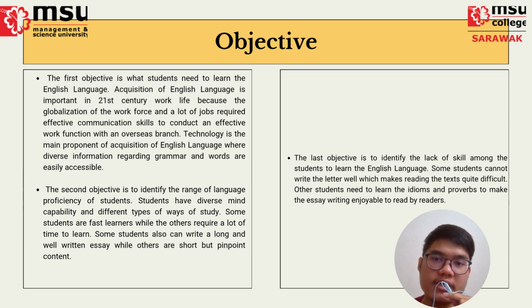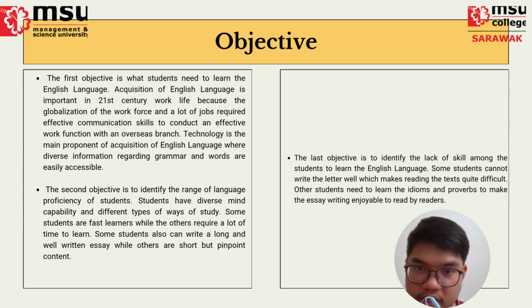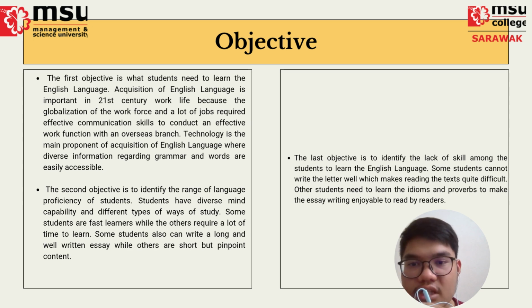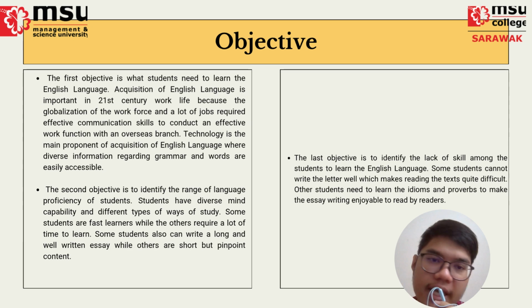The first objective is what students need to learn the English language. Acquisition of the English language is important in 21st century life because of the globalization of the workforce, and a lot of jobs require effective communication skills to conduct work functions with an overseas branch. Technology is the main proponent of English language acquisition, where diverse information regarding grammar and words is easily accessible. The second objective is to identify the range of language proficiency of students.